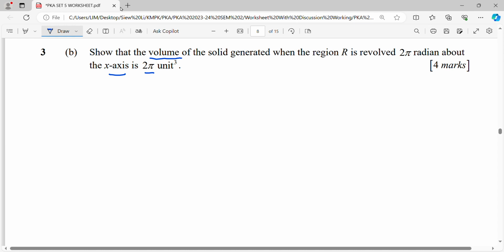When you say revolve about the x-axis, no matter 2 pi or 330 degrees or 360 degrees or pi over 2, whatever degree they want to rotate, as long as it rotates about the x-axis, the volume formula will be pi, integral from a to b, of the function squared, dx.